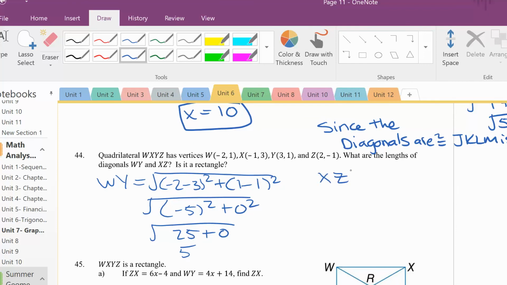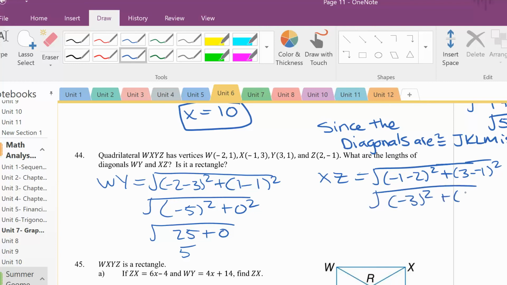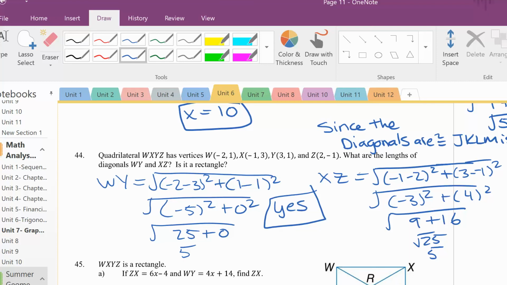So XZ, XZ is -1 minus 2 squared plus 3 minus -1 squared. So it's the square root of -3 squared plus 4 squared. So it's 9 plus 16, which is the square root of 25, which is also 5. So when it asks the question, is it a rectangle? Yes, it is a rectangle because the diagonals are congruent.